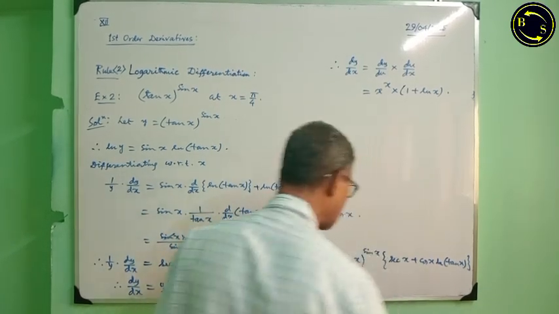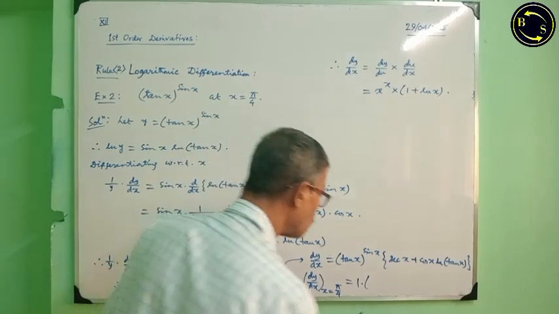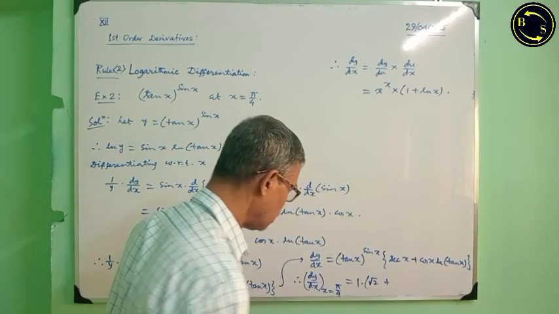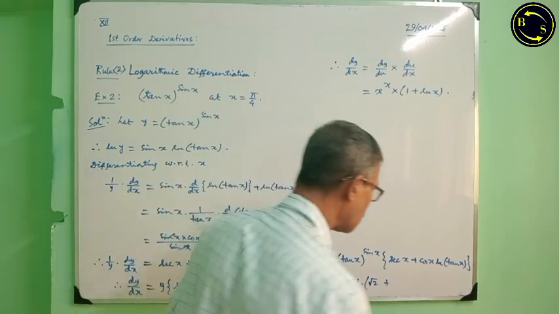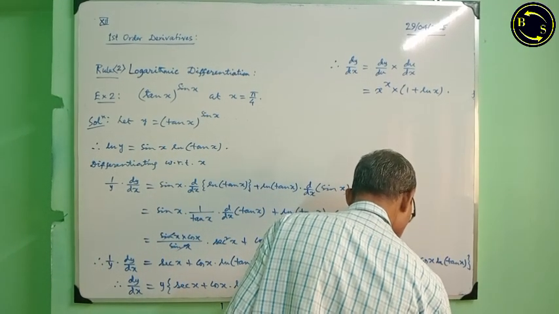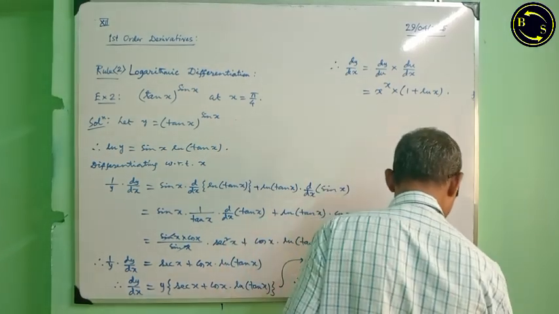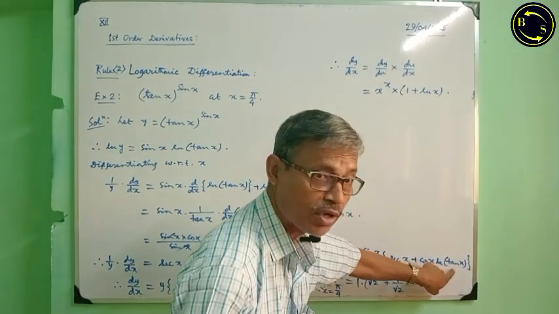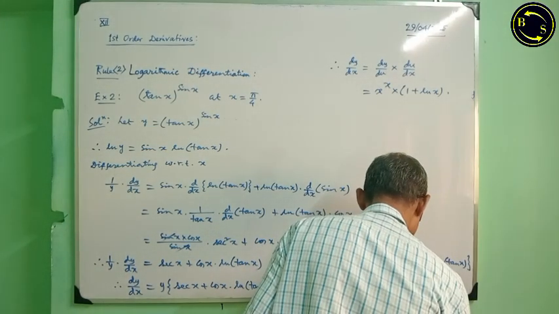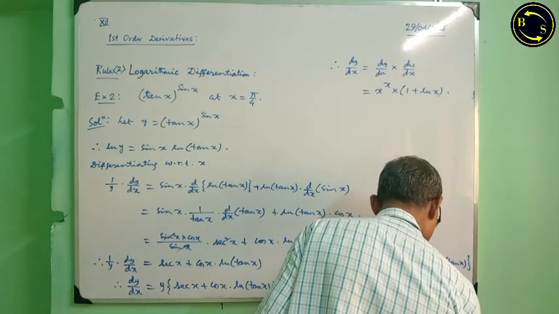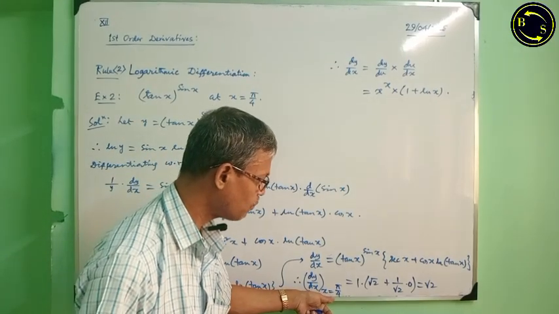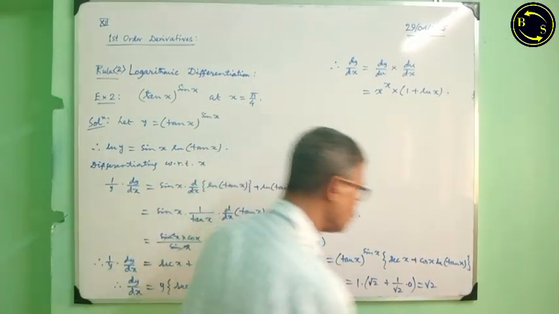Then within brackets sec pi by 4 means root 2 plus cos pi by 4, 1 by root 2, into log of tan pi by 4 means log of 1, that is 0. Finally root 2. Therefore dy/dx at x equal to pi by 4, that is equal to root 2.